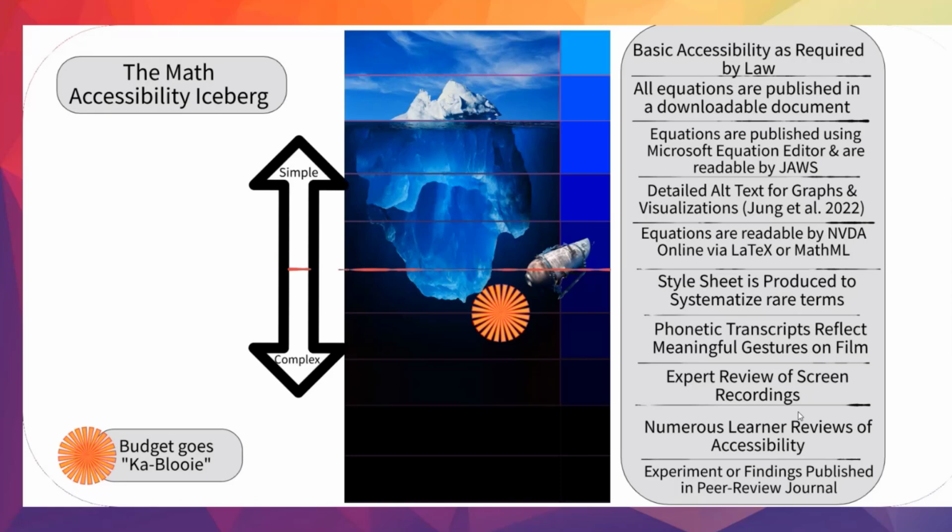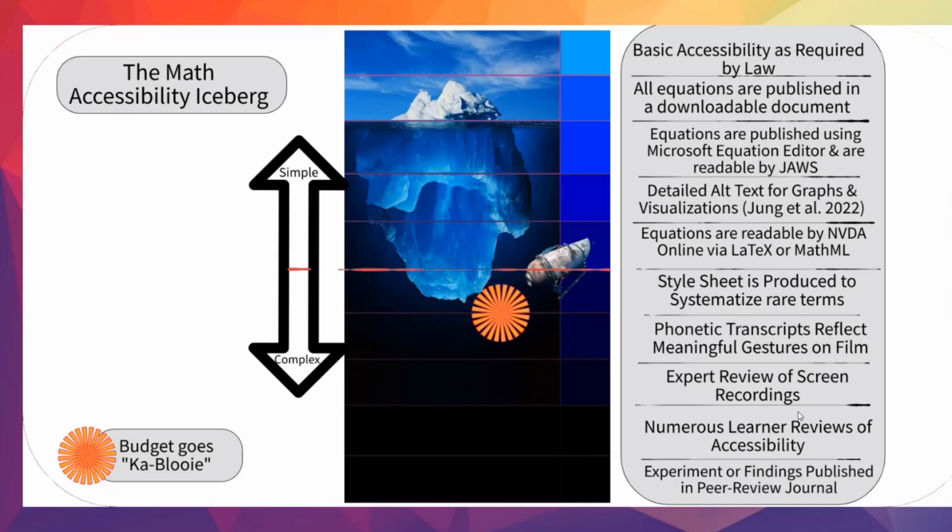So this is a style sheet to systematize all of the rare terms that were being used so that they're saying the same thing every time, or phonetic gestures to describe all of the movements that I'm making. When I gesture to an equation on the light board, that's information that we're losing in the transcript. We didn't have a buddy that Mark Antony desperately wants, which is an expert review from a blind person of these screen recordings, much less numerous learner reviews of accessible math online.